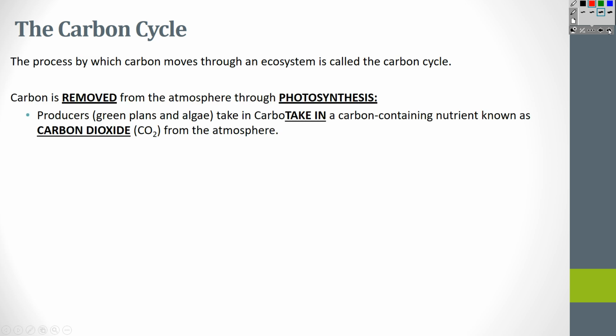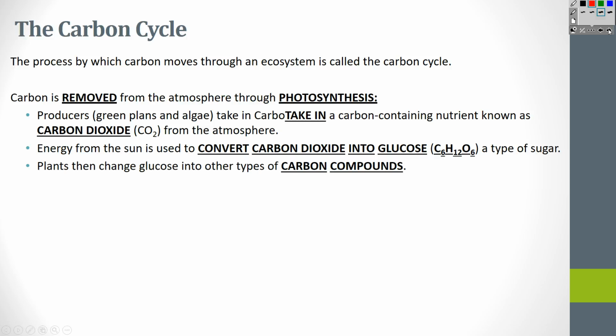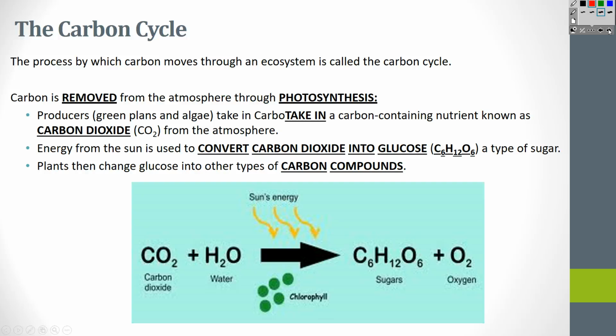This shows us how carbon is moved through our ecosystem. Carbon is taken out of the atmosphere through photosynthesis. So plants take in carbon dioxide and they release oxygen. They take the carbon dioxide and they convert it into sugars. That's why they're an autotroph. They're a self-feeder. So they create sugars for their energy source. And then plants will change that glucose into other types of carbon compounds, for growth and things like that.